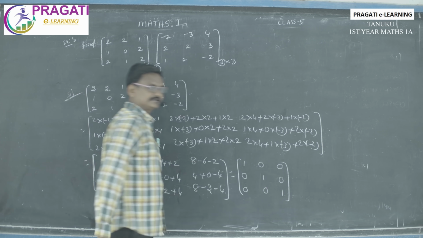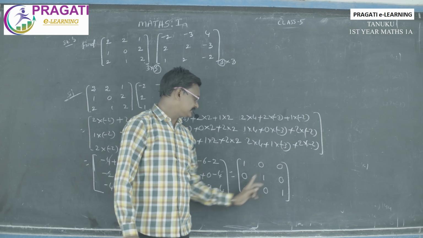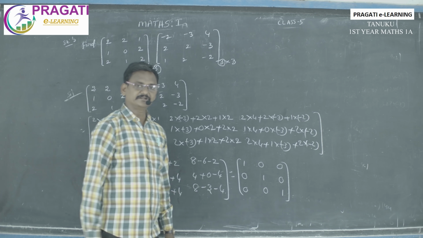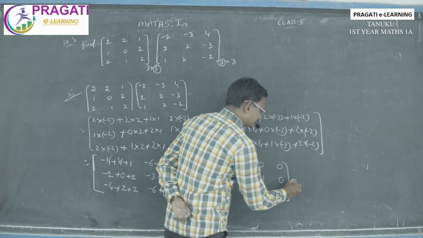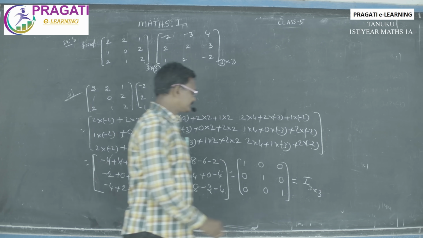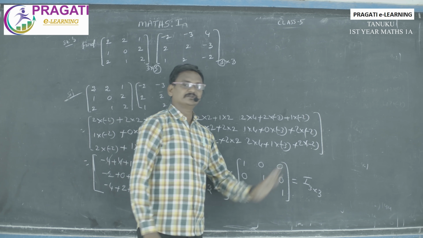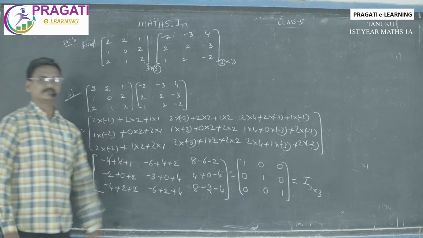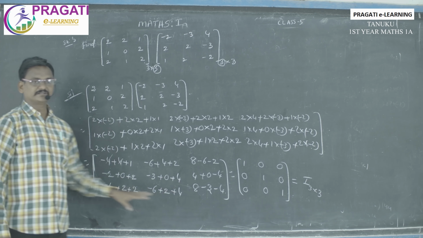So this is the final answer. Here 1 0 0, 0 1 0, 0 0 1, that means it is the identity matrix. That means we can write I3 also, because this is 3 by 3 order. Just to keep it up, 1 0 0, 0 1 0, 0 0 1, or we can write identity matrix or this 3 by 3, so I3. This is the way of process.